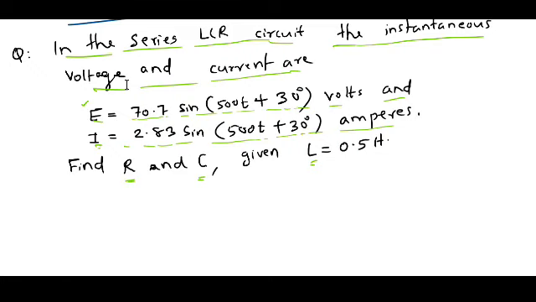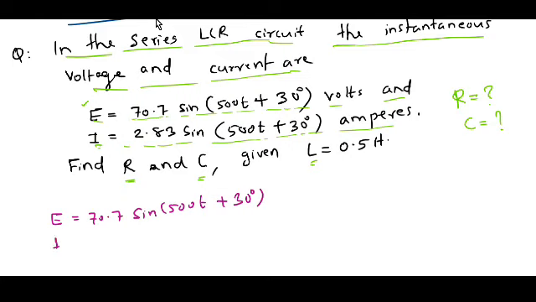Okay, our aim is to find out the value of the resistance and the value of the capacitance in the circuit. To solve this problem, first we rewrite the given voltage, 70.7 sine(500t plus 30 degree), and the current I is equal to 2.83 sine(500t plus 30 degree).